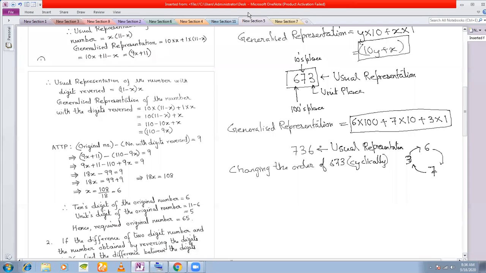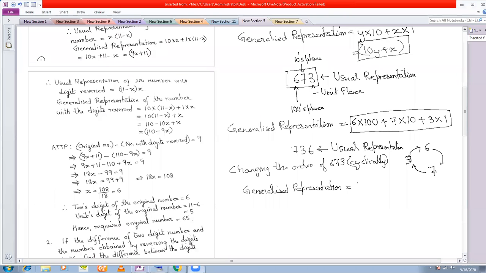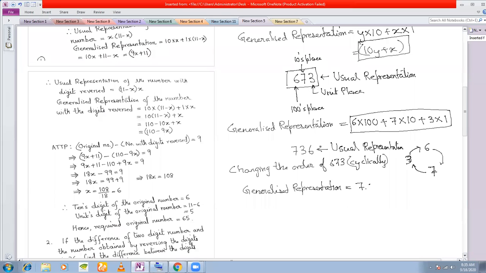And what should be my generalized representation of this? The generalized representation should be: 7 is in the hundreds place, so 7 needs to be multiplied by 100. Then a plus sign. 3 is in the tens place, so 3 has to be multiplied by 10. Again a plus sign. And 6 is in the units place, so 6 has to be multiplied by 1. So this is my generalized representation of 736, which I obtained from 673.